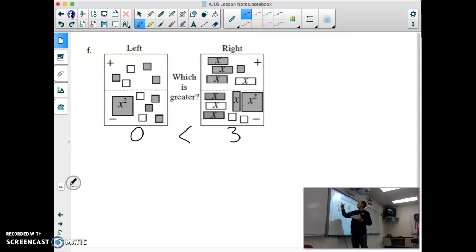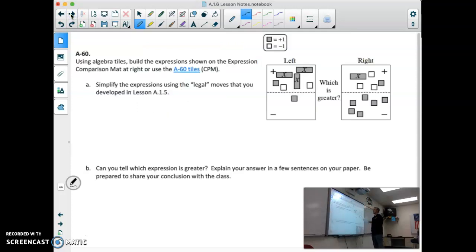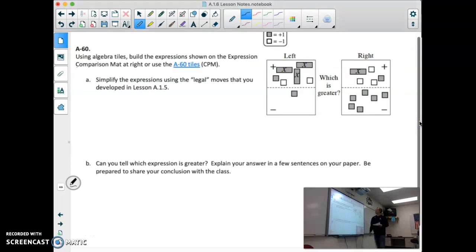All right, and then the last one for the day is 60. So we want to simplify these expressions using the legal moves that we developed in A.1.5 and that we've been using a bunch already throughout the video. And we want to see which of these expression mats is going to be greater. So let's start with our zero pairs. What can we cancel? This is a zero pair. This is a zero pair, which goes away.